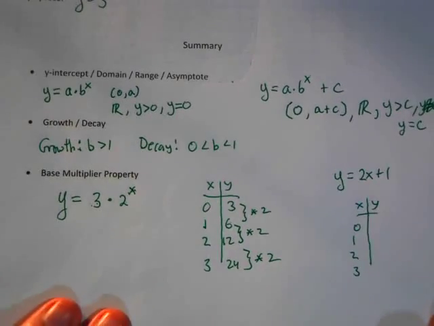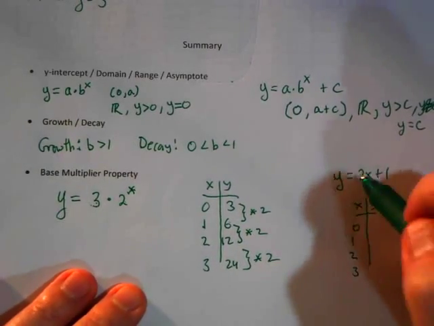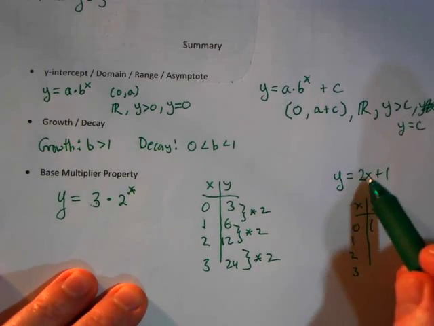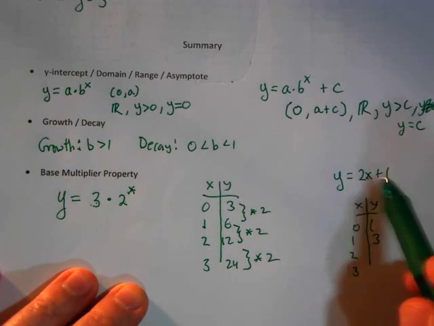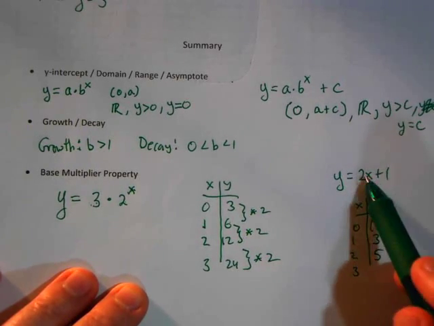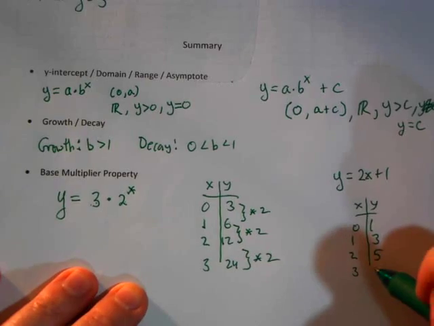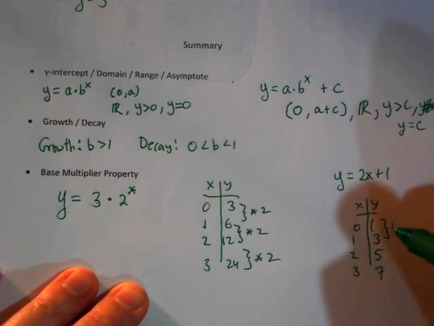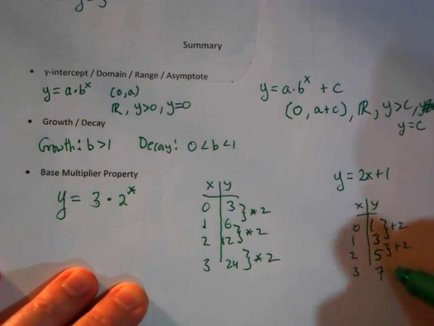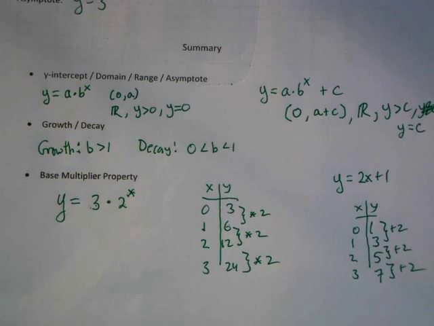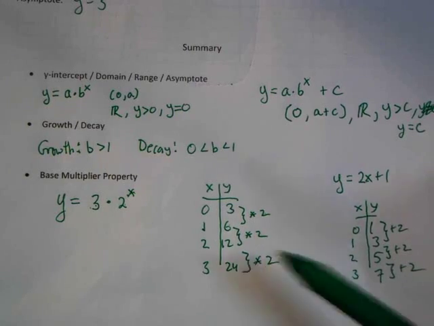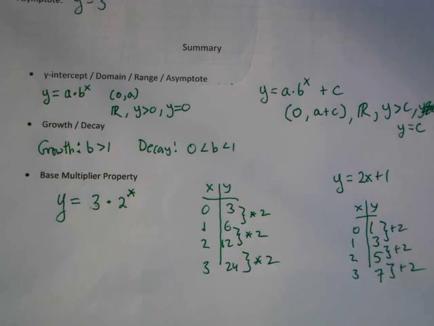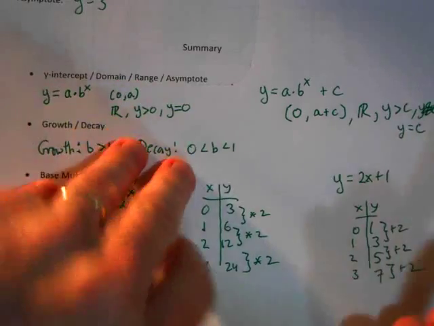Again, I'll just pick some easy numbers here. If I plug in 0, I get 1. If I plug in 1, 2 plus 1 is 3. If I plug in 2, 4 plus 1 is 5. And if I plug in 3, 6 plus 1 is 7. So notice for a linear function, you're adding a fixed number each time, where with an exponential function, you're multiplying by a fixed number each time. Okay, and that information is going to allow us to answer the last 2 questions here.